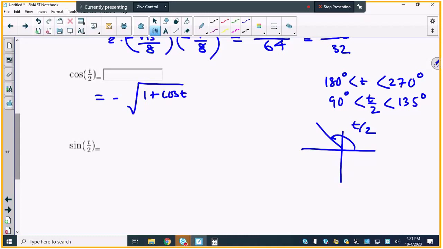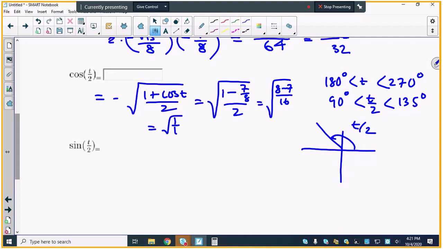Square root of 1 plus cosine t over 2. I know 1 plus cosine t is 1 minus 7 over 8, over 2. So that's 8 minus 7 on the top, and the bottom is 16. And I can do the square root. It's going to be square root of 1 over 16, which is 1/4. Not forgetting, all of that is negative. So it is negative 1 over 4.